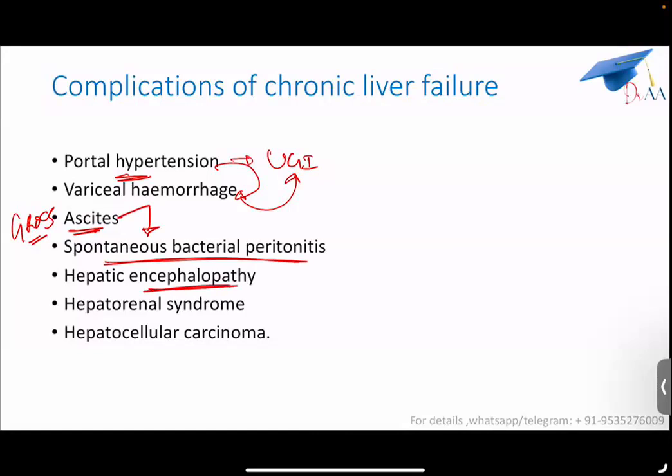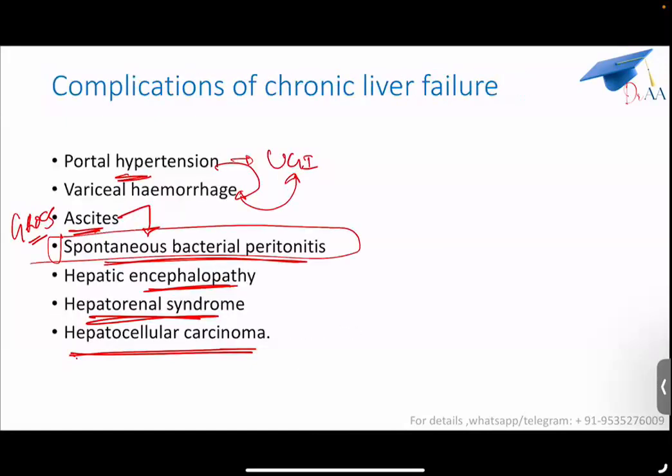It can affect your CNS symptoms, especially if the ammonia levels go high. Hepatic encephalopathy can happen. It can cause renal failure, which is known as hepatorenal syndrome. It is a risk factor for hepatocellular carcinoma. As I told you, spontaneous bacterial peritonitis is important.